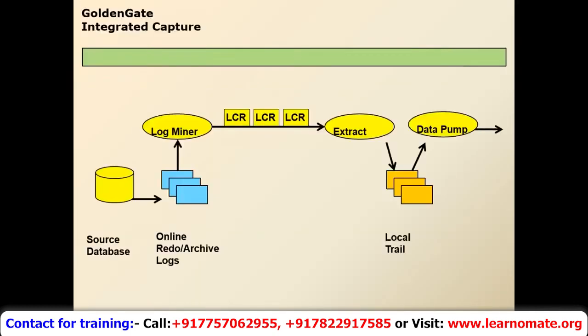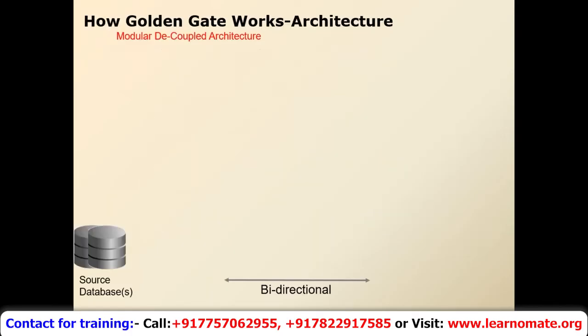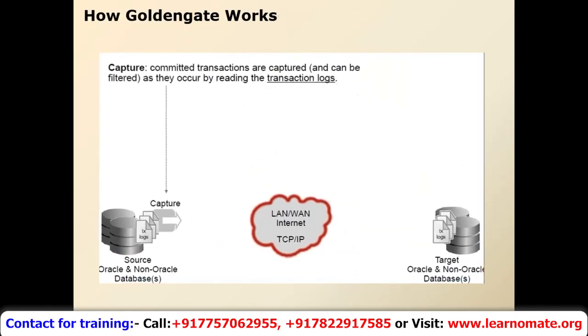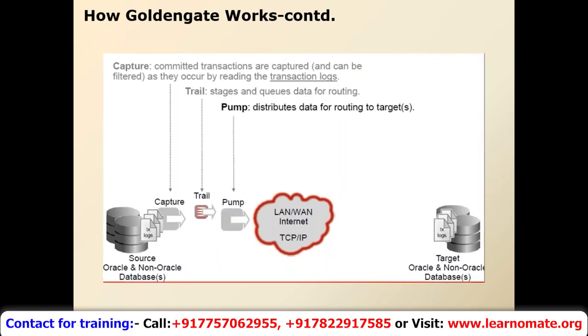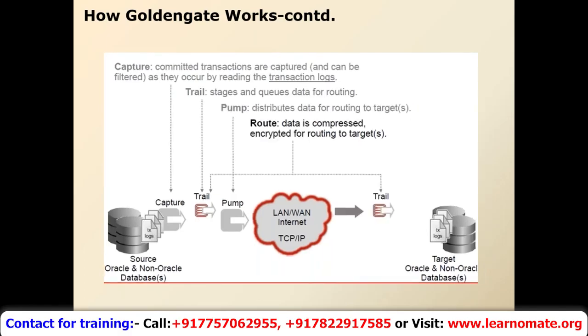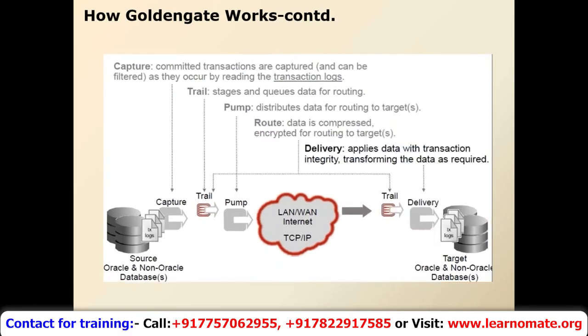So if I have to quickly revise the GoldenGate architecture, which is really very important, guys, this architecture. GoldenGate architecture involves the GoldenGate extract process, which reads the data from the transaction logs and writes to local trail. Once the data becomes available in the local trail, the data pump process reads the data from the local trail, sends it over the TCP/IP network and writes it to the remote trail. And then the GoldenGate replicate process reads the data from the remote trail and applies it to the target database.